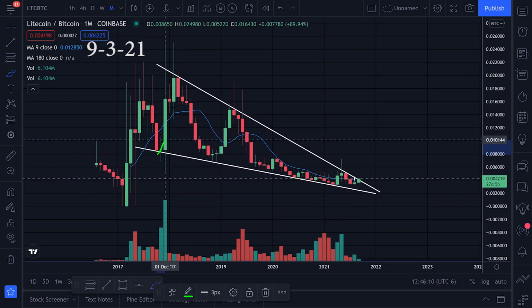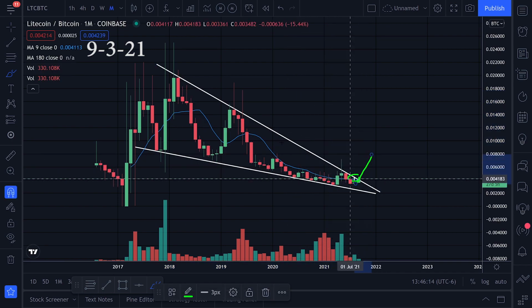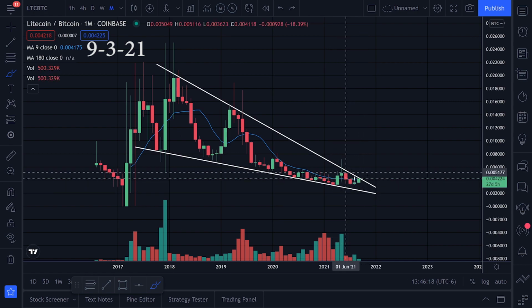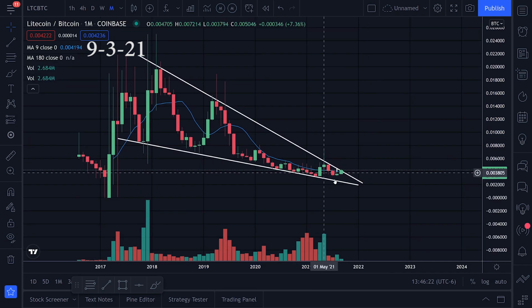In my opinion, this looks like a falling wedge pattern. If we could break this trend line going to the upside, this is on the monthly time frame, so this is a big time frame. If we could do that, I think we might be looking at a pretty huge move for Litecoin.